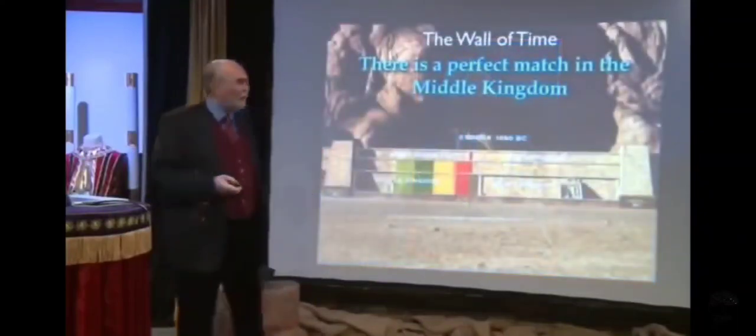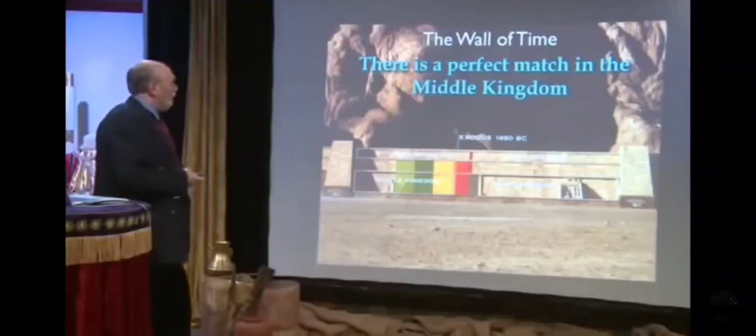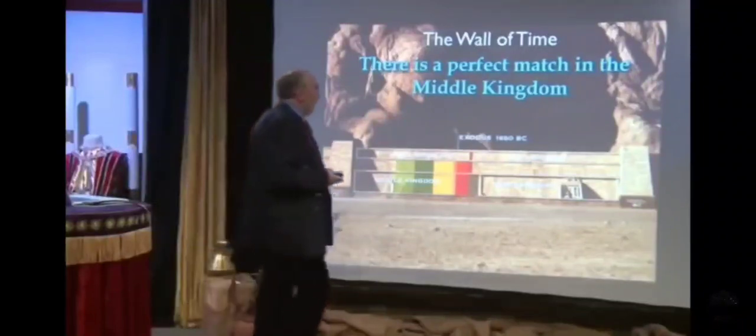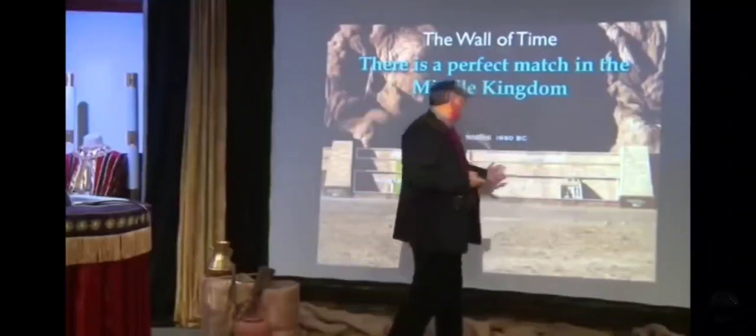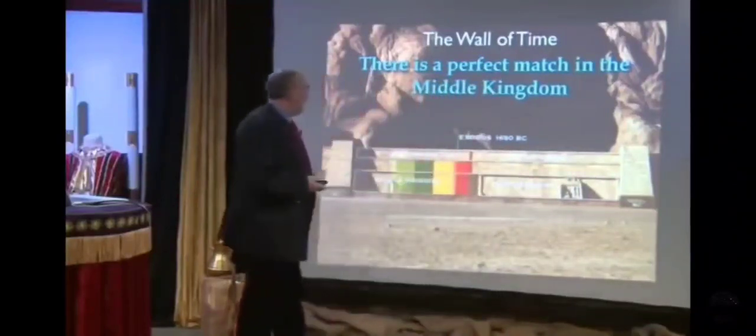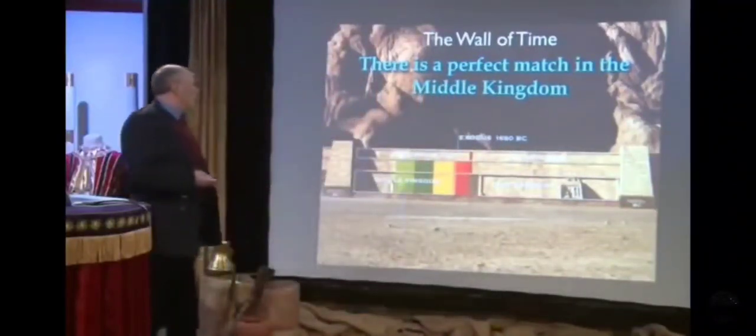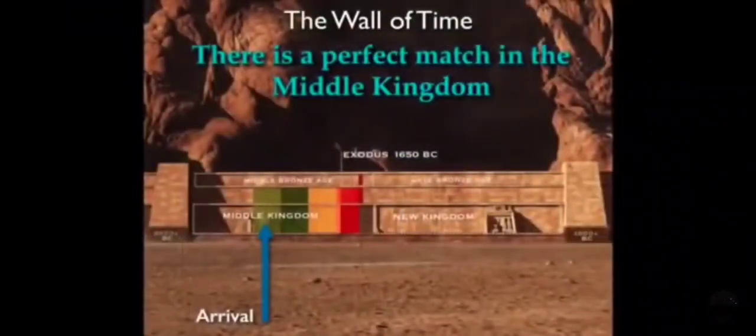So, let's look at our wall of time one more time. Now, when we didn't have any matches over here in the 19th dynasty or the 18th dynasty, suddenly we have a perfect match between the arrival of Joseph and Jacob in the Middle Kingdom towards the end of the 12th dynasty. The growth and multiplication of the city of Avaris, so it becomes one of the biggest cities in the ancient world, teeming with Semitic peoples.